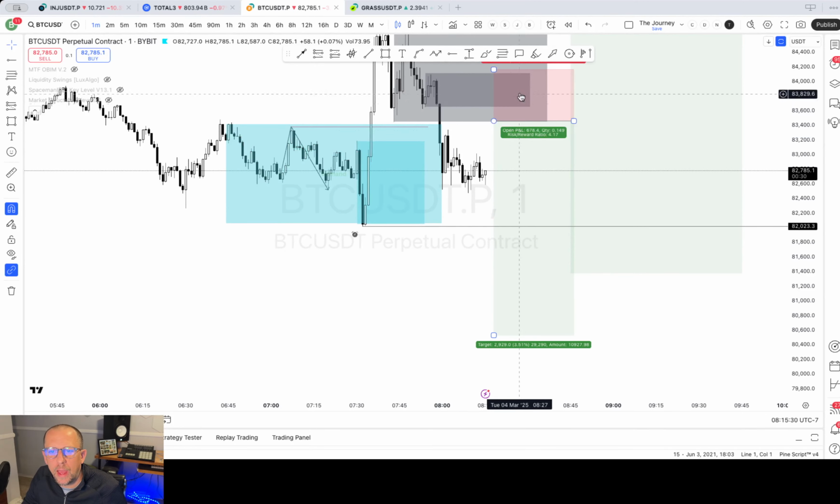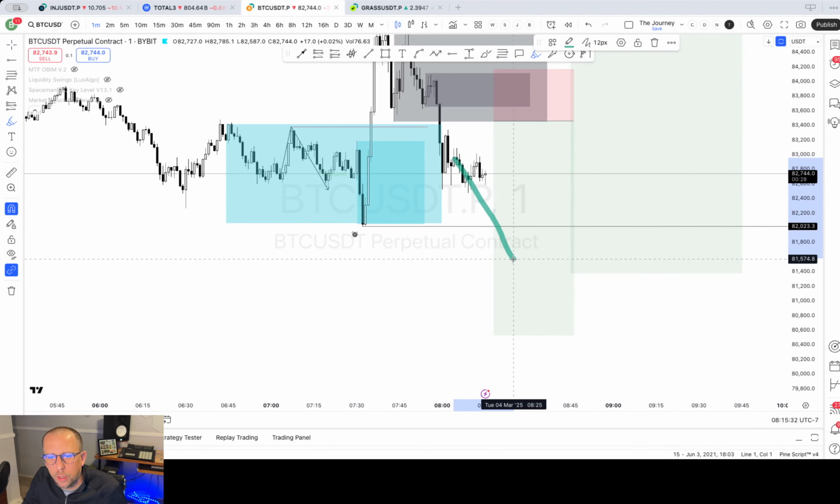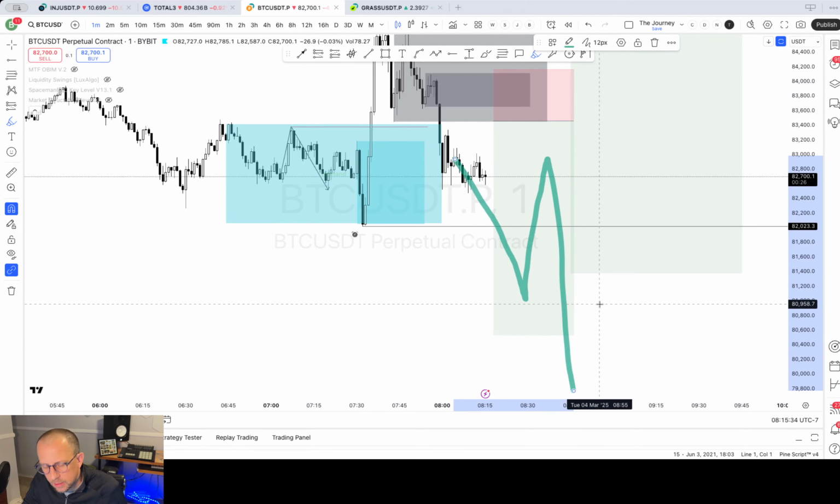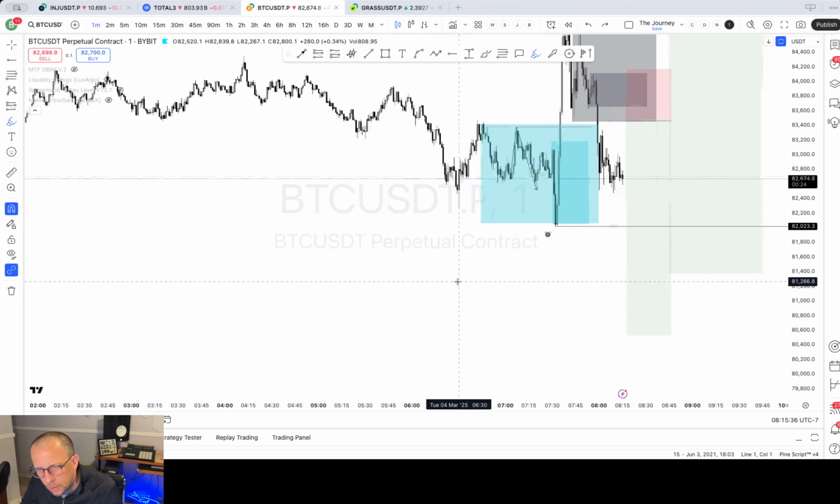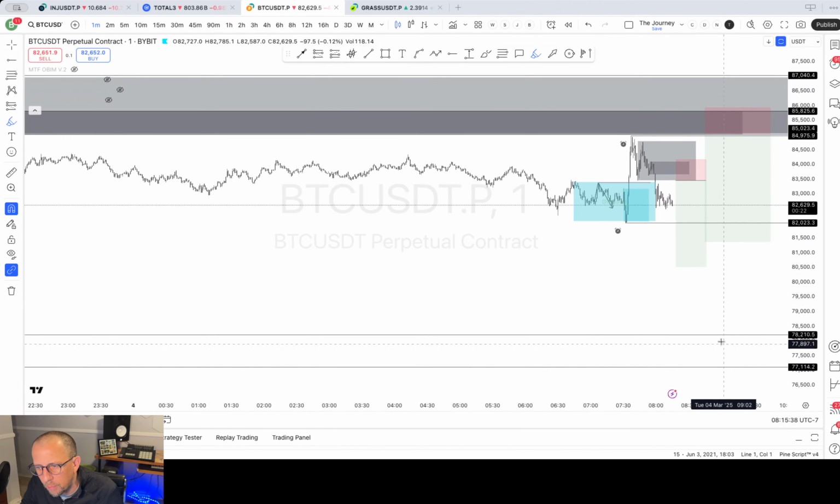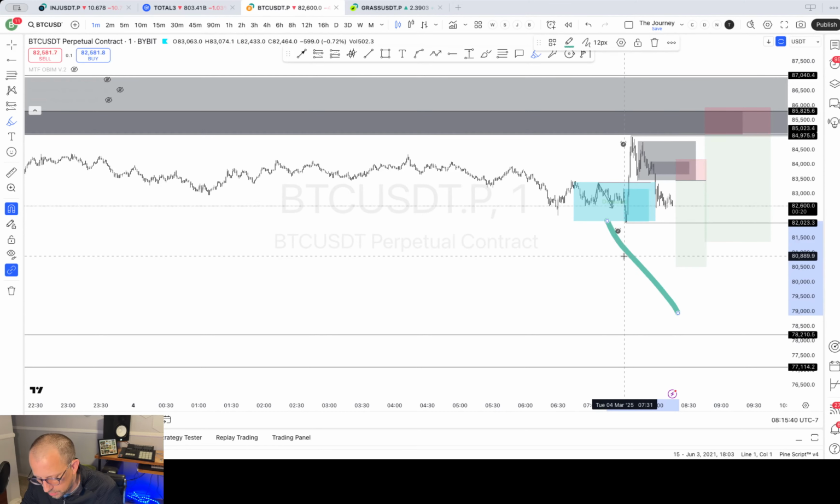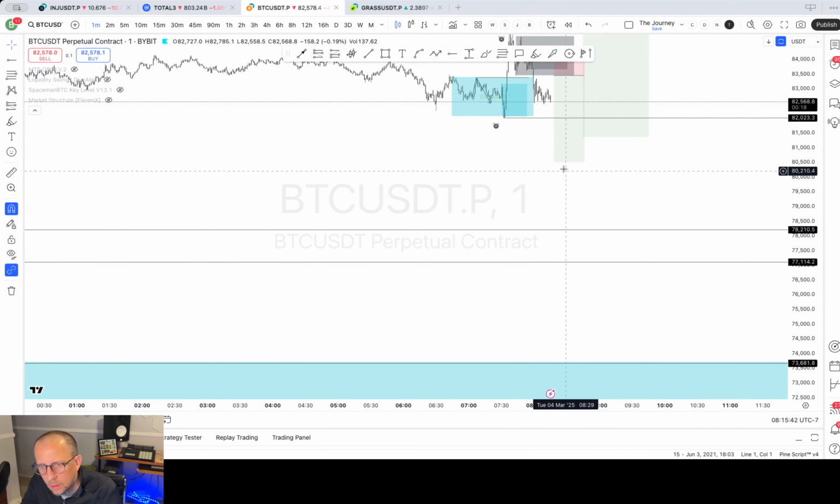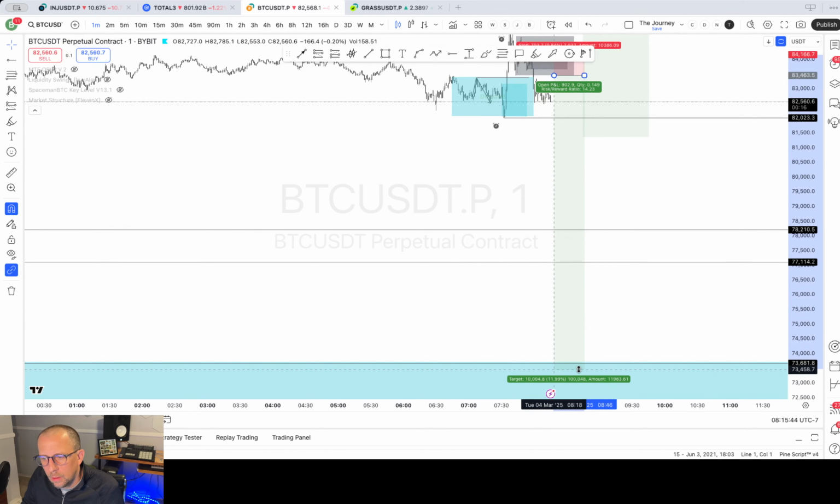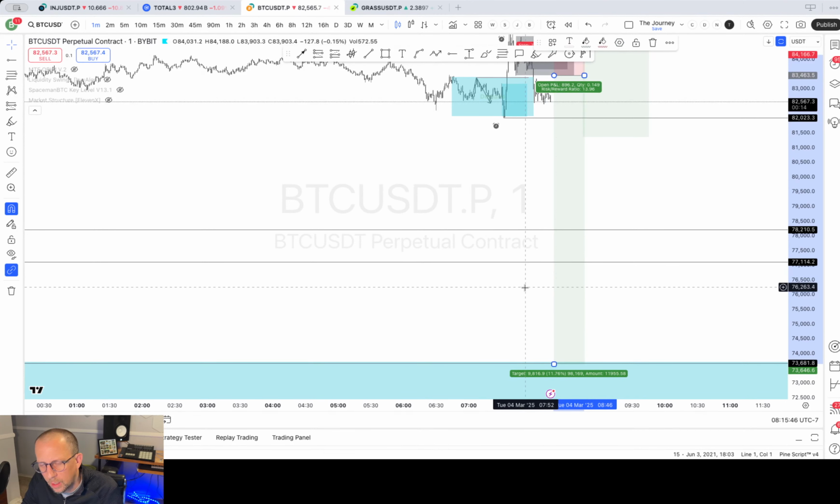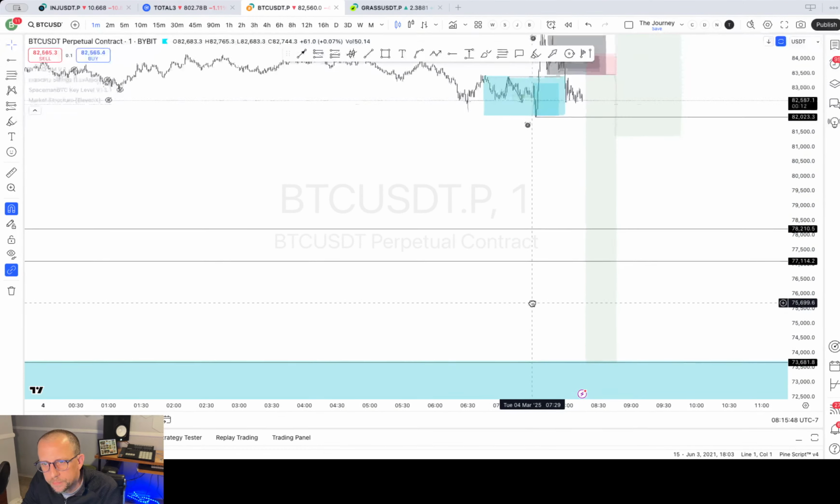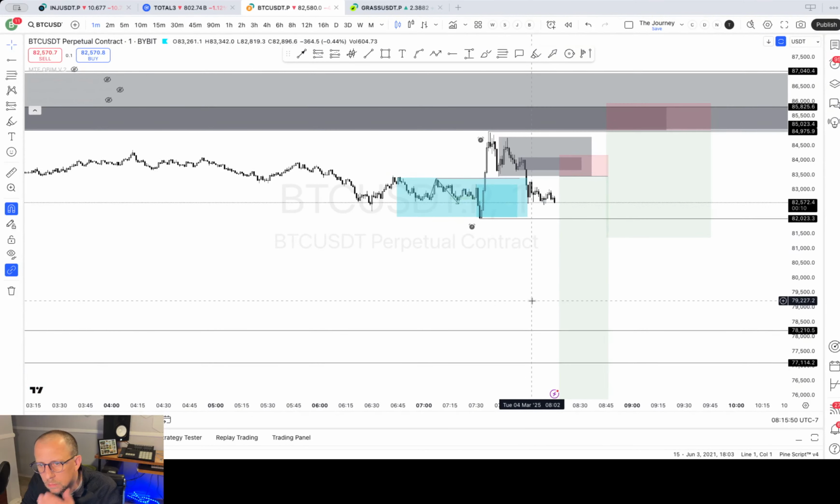Yeah, and outside of that, like I said, I'm waiting for a loss of this, backtest into this, and then I open up a short. And we're not miles away from my targets. We're only about 11% away or so. Yeah, about 11% away.